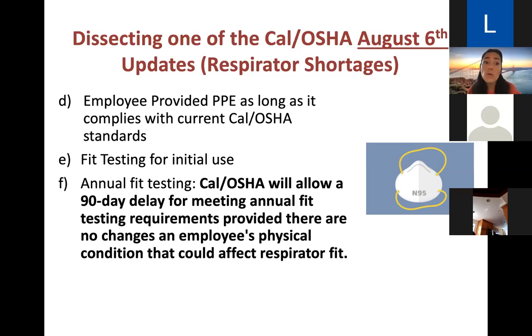They continue to say that if you're going to assign a person to use a respirator for patient contact, you must fit test that person for initial use. And now they changed it so it's not up in the air. Federal OSHA issued a guidance saying they're not going to enforce the annual fit testing issue right now because we're in a pandemic and we have shortages. Well, now Cal OSHA, here in California, is saying Cal OSHA will allow a 90-day delay for meeting annual fit testing requirements. So now they're just giving a 90-day delay.